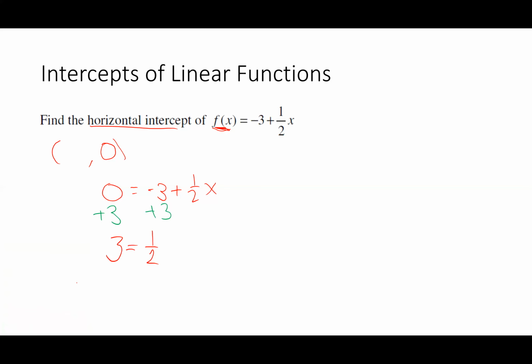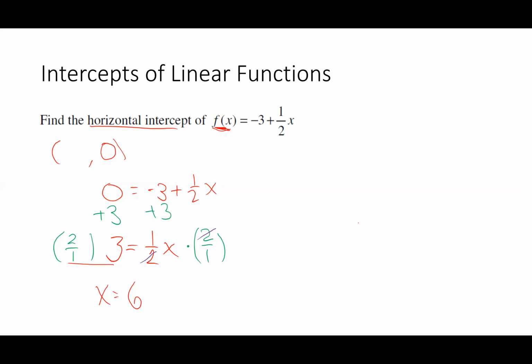And now getting rid of this 1/2. You could think of this as dividing by 1/2, but I like to multiply by the reciprocal. It just makes things easier this way. So I'm going to multiply both sides by 2/1, or 2. And what's going to happen that's really nice is these 2's are now going to cancel. And what I'm left with is x is equal to 3 times 2, which is 6.